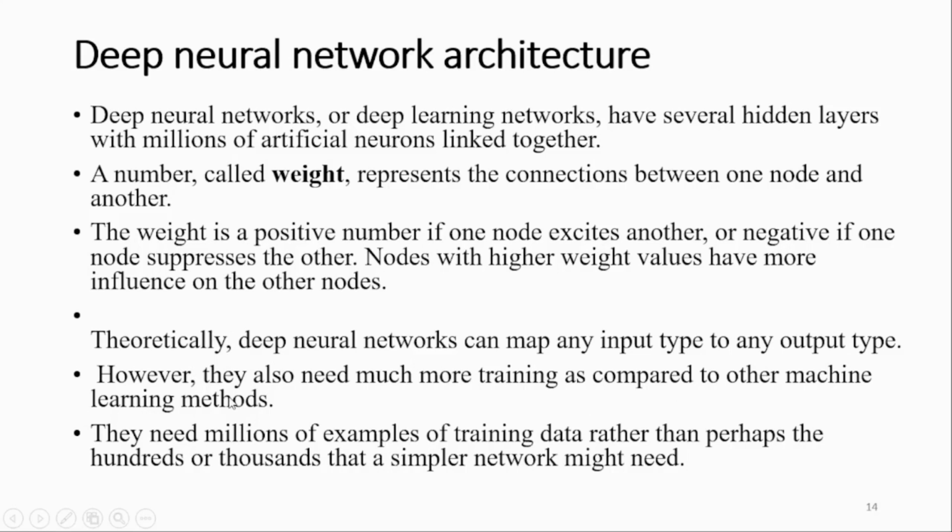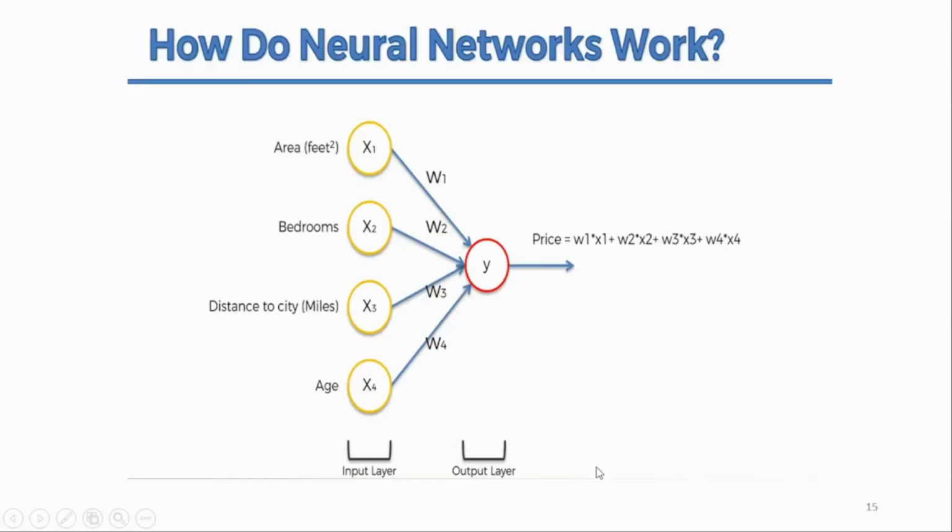Obviously, the data sets for deep neural networks have a huge number of samples, and the training obviously requires much more time. They need millions of examples of training data rather than perhaps the hundreds of thousands that simple networks might need. Okay.